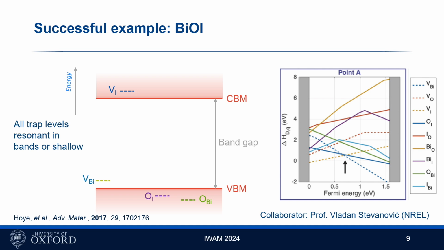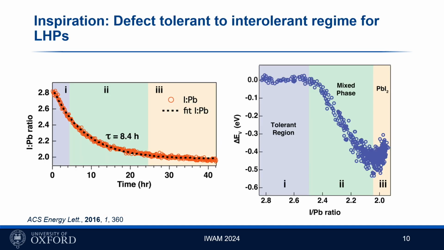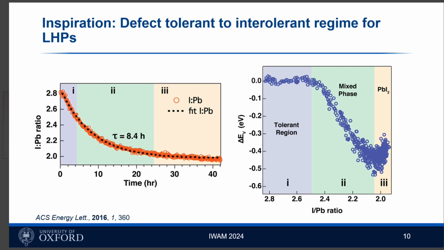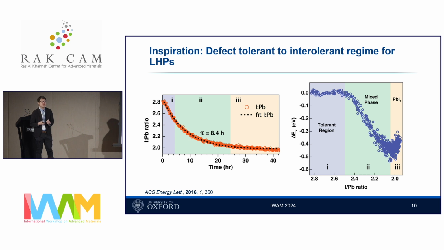And this is consistent with the hypothesis that we put forward, and would suggest that this material is indeed defect tolerant. So to test this experimentally, it's quite challenging because we're usually looking at very low densities of defects, which is difficult to measure. So here we want to test experimentally whether bismuth oxyiodide is defect tolerant and how defect tolerant it is.